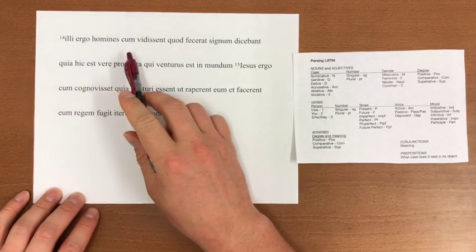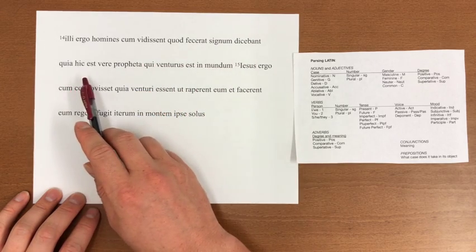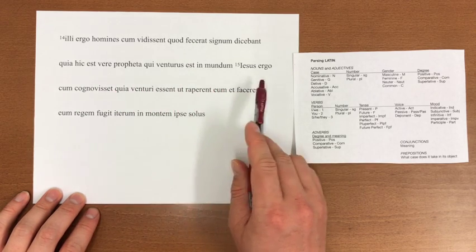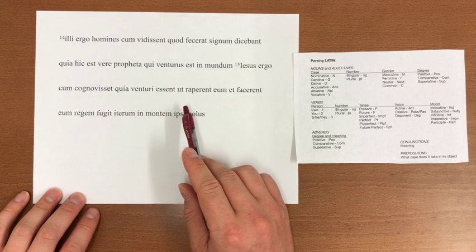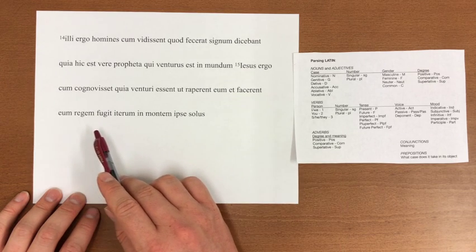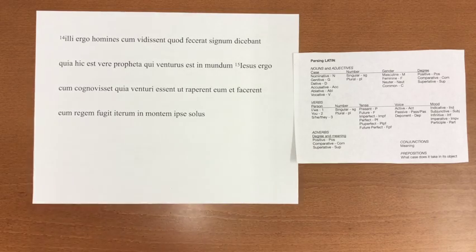Illi ergo homines cum vidissent quod fecerat signum dicebant, qui hic est vere propheta qui venturus est in mundum. Jesus ergo cum cognovisset, quia venturi essent ut raperent eum et facerent eum regem fugit iterum in montem ipse solus. That was quite the mouthful.